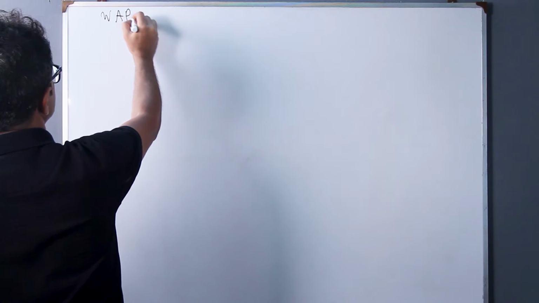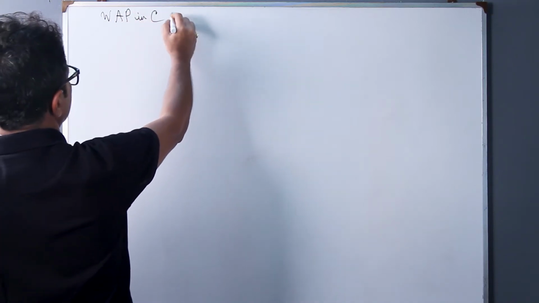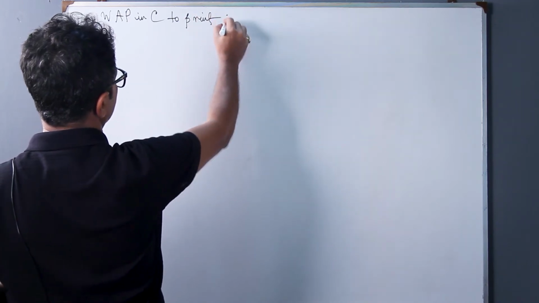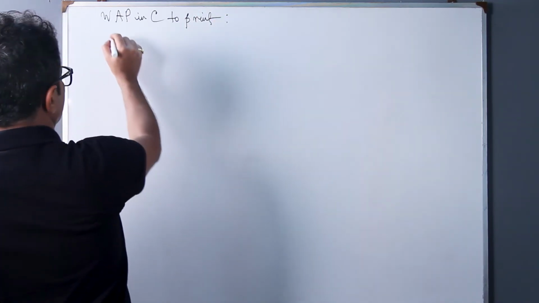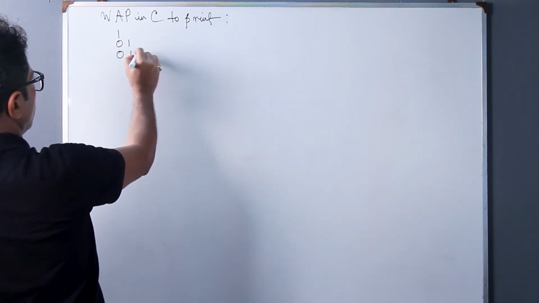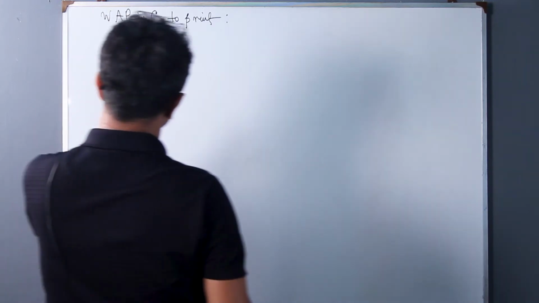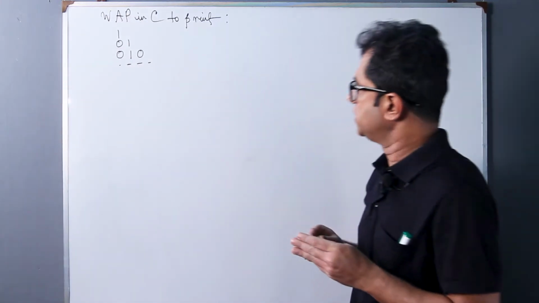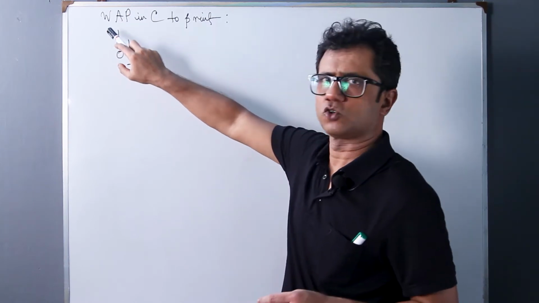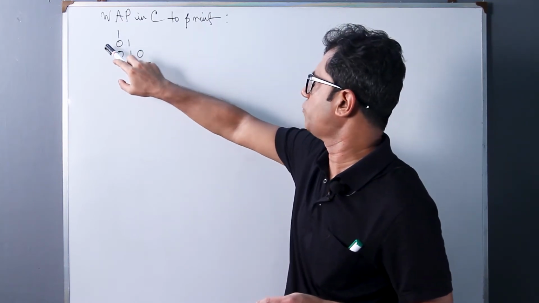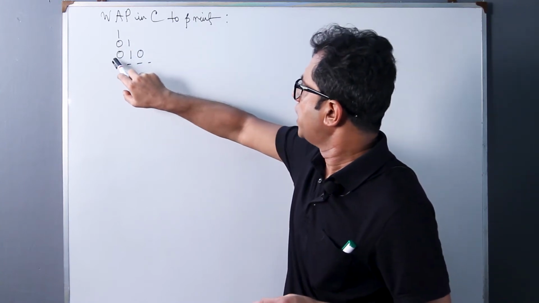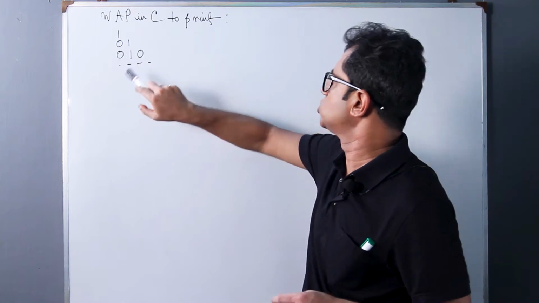Write a program in C to print 1, 0, 1, 0, 1, 0, and so on. The pattern is going to be printed in this manner: a single 1 in the first row, followed by a 0 and another 1 in the second row, and in this pattern in the third row, and so on and so forth.